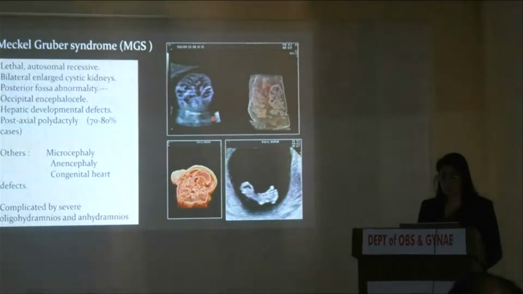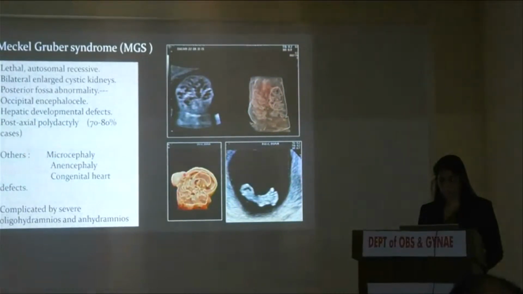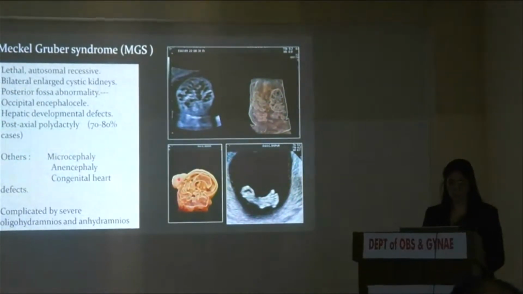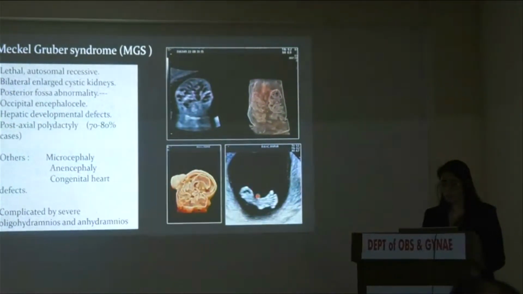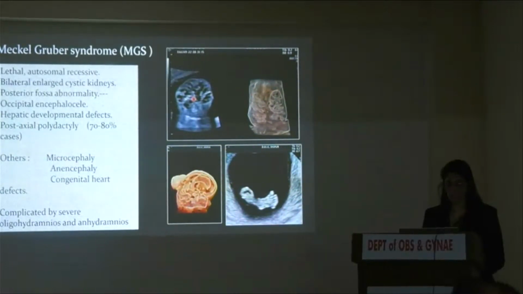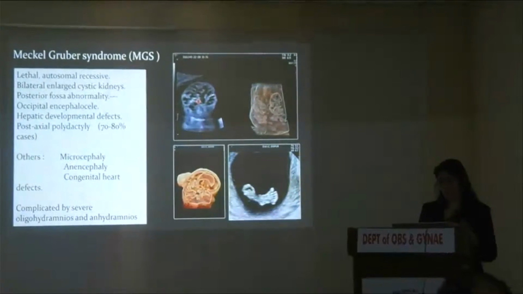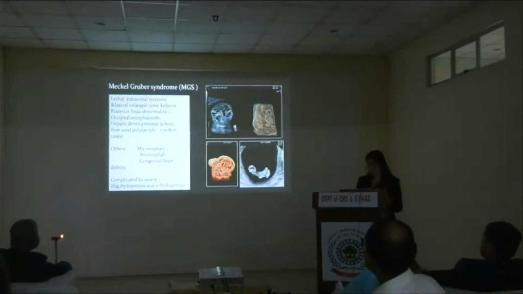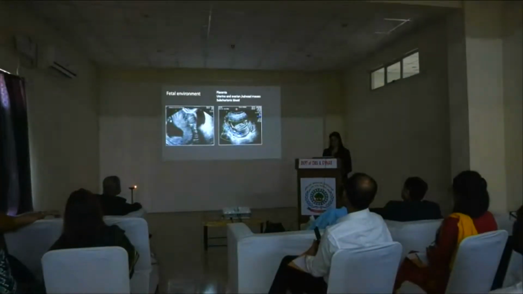This is characterized basically by a posterior fossa anomaly, which is the occipital encephalocele. There is post-axial polydactyly and multicystic dysplastic kidneys. It is complicated by severe oligohydramnios and anhydramnios towards the later part, in the second trimester.